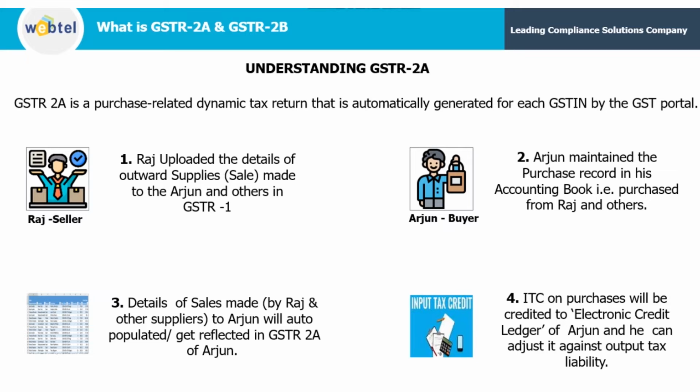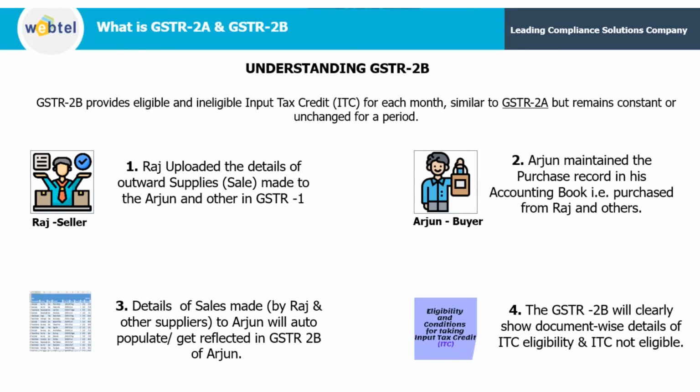Now this detail maintained by Arjun on one side, and on the other side the detail that is uploaded by Raj and other dealers, will be reflected on a single page. That is, on one side he has the purchase detail and on the other is the GST information. So the reconciliation will be prepared, and in this way Arjun will get the electronic credit ledger, that is ITC on the purchase will be credited now, and now he can adjust the output tax liability.